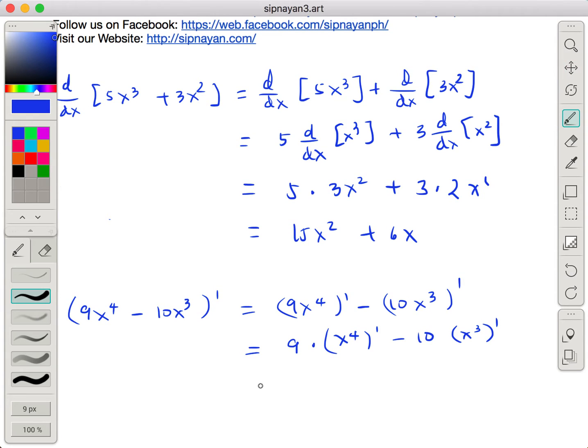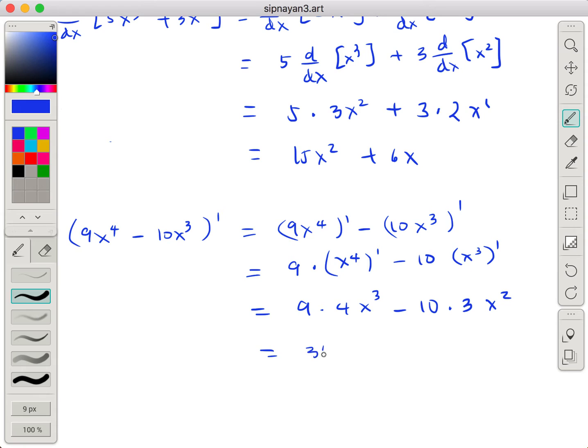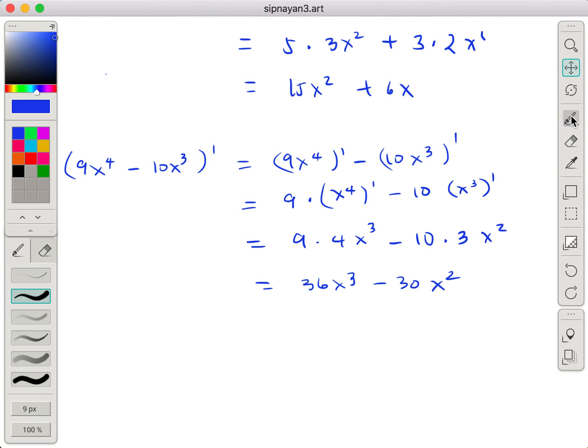And continuing, we have 9 times 4x cubed. The derivative of x to the 4th is 4. Lalagay natin dito sa baba. And then yung 4 dito minus 1, magiging x cubed siya. And then minus 10 times 3, tapos x. And then yung 3, babawasan natin ng isa. So magiging 2. So this becomes 36x cubed minus 30x squared. So minultiply natin yung mga numerical coefficients, saka yung mga constants.